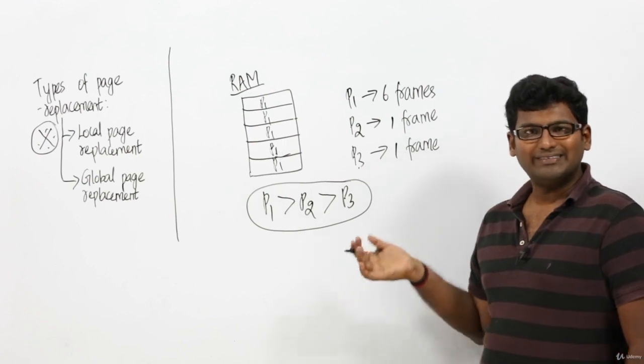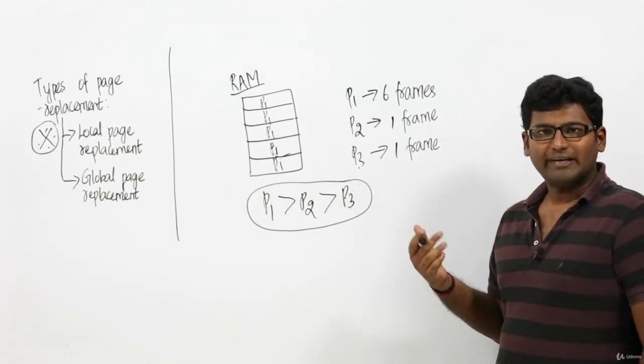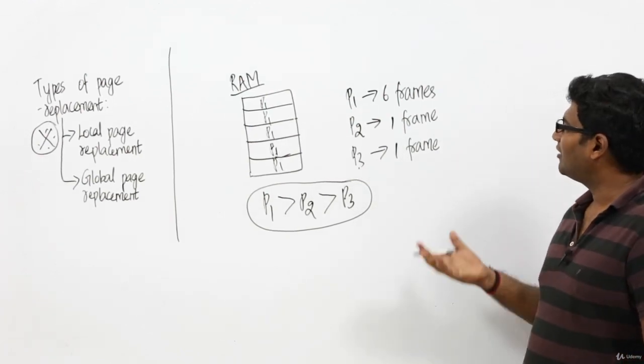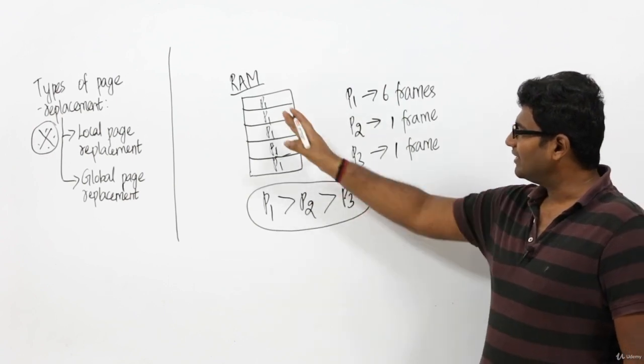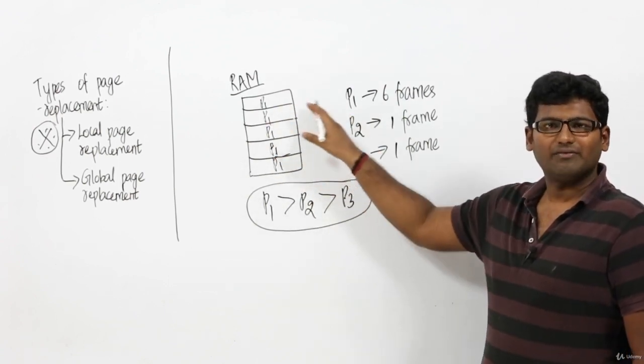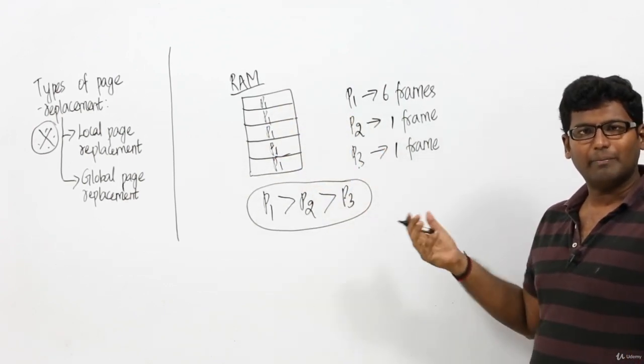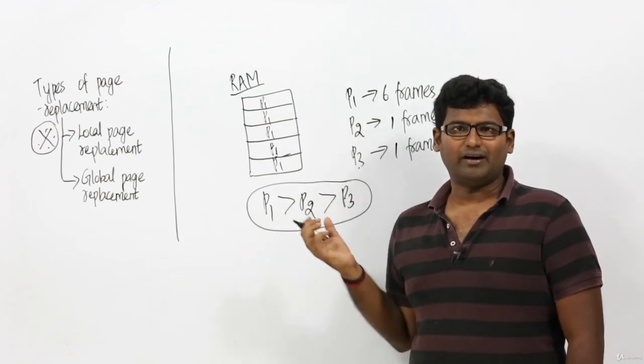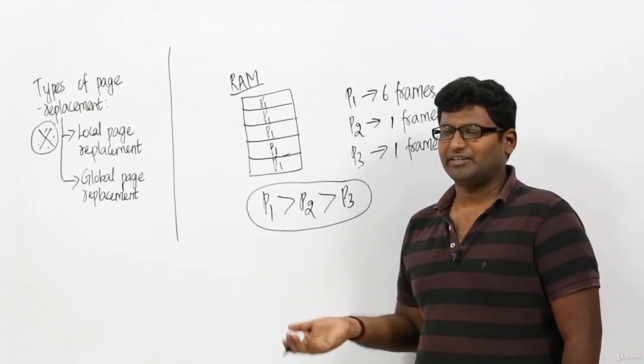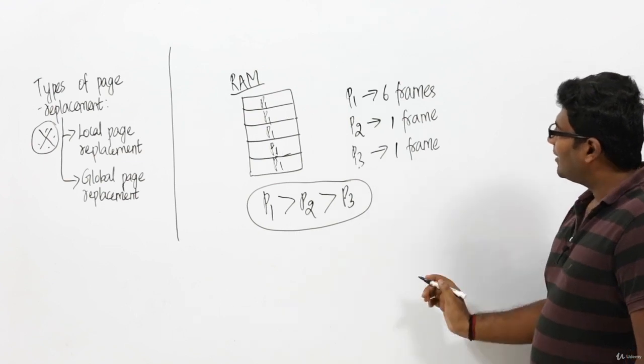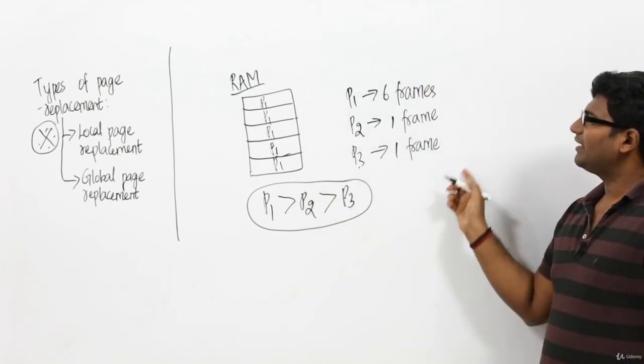In case you give fewer than 6 frames, it will lead to thrashing, right? Which means these pages will keep being replaced with pages in the hard disk, with the remaining pages of process P1 inside the hard disk, right? That is what we mean by thrashing. So ultimately here no process is getting executed.